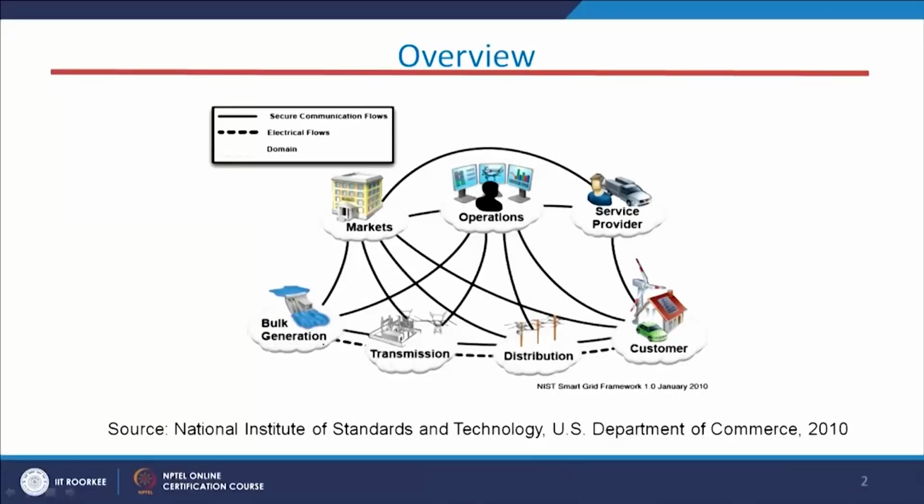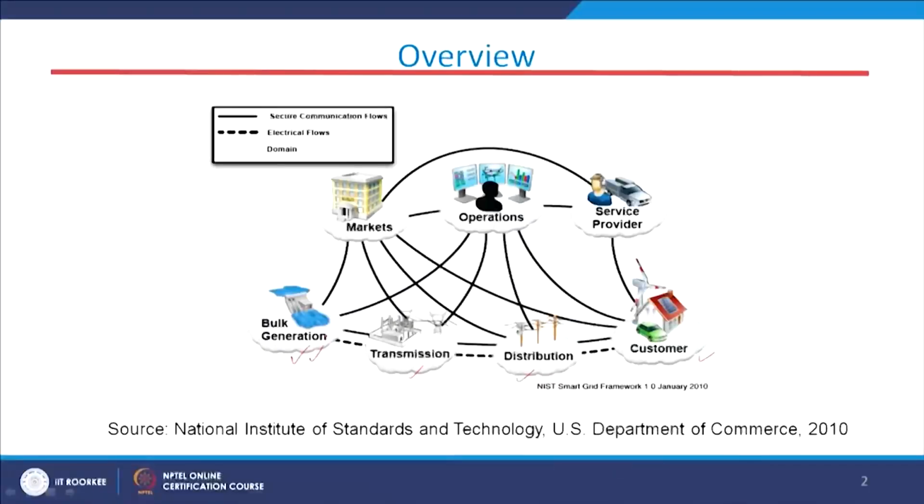Today we will start, in this module, the architecture of the smart grid system. If you could see here, in the smart grid system we have 7 sections or 7 parts. The first part is the bulk generation, the second one is the transmission system, the third one is distribution, and the fourth one is the customer. In general, the power is generated at the generating station, and this power is transformed from the generation station to the customer's end through the transmission and distribution networks.